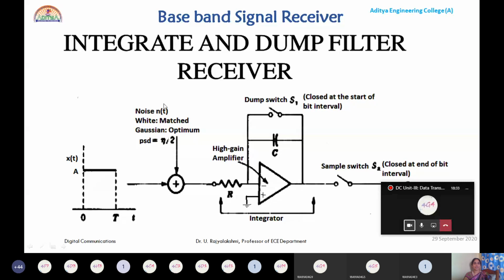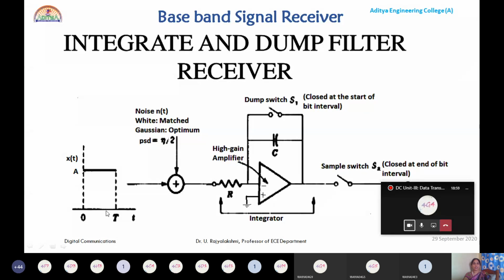Okay. So here x of t plus n of t, where n of t is the noise added in the channel, and both are applied to the low pass filter used in the receiving section. This low pass filter performs integration during the time interval 0 to T. At a time exactly 0, before the start of the interval, S1 will be closed to set the earlier integrated data to 0.